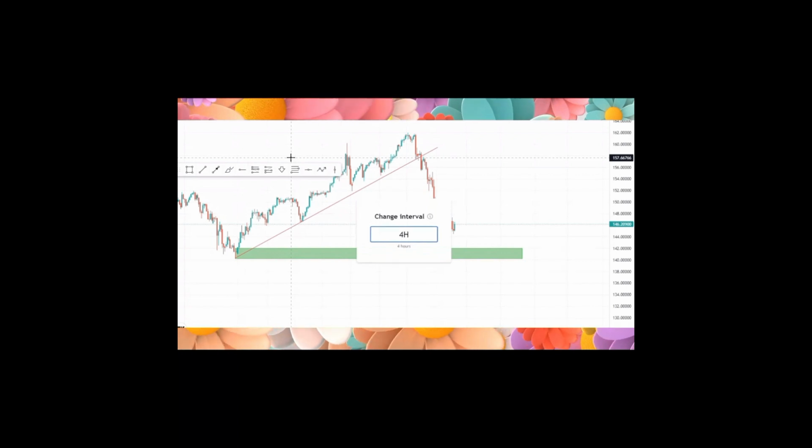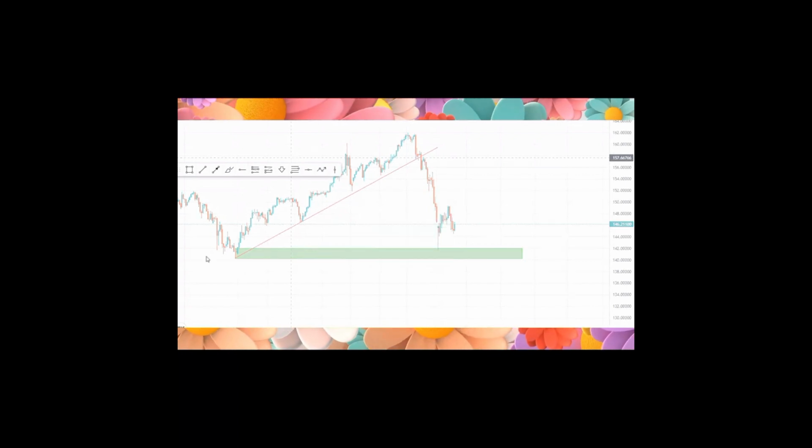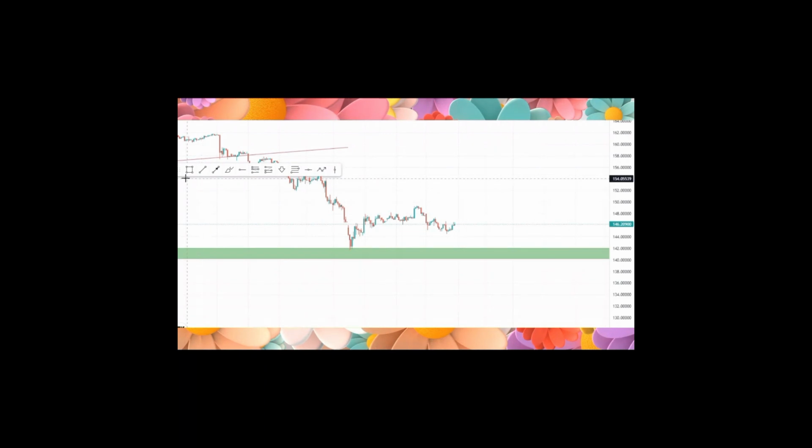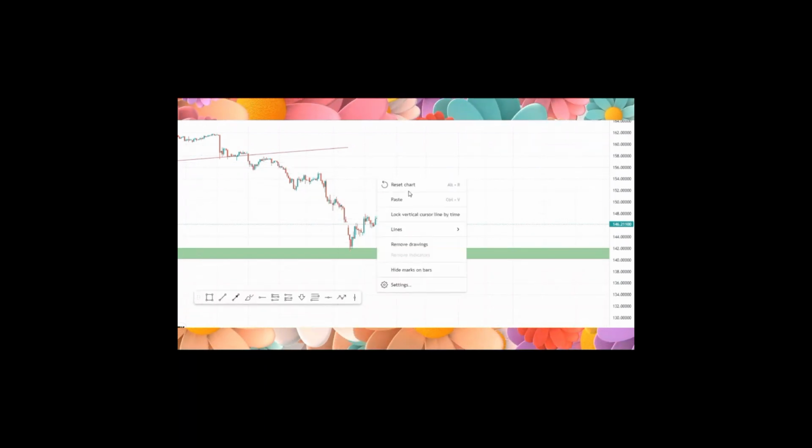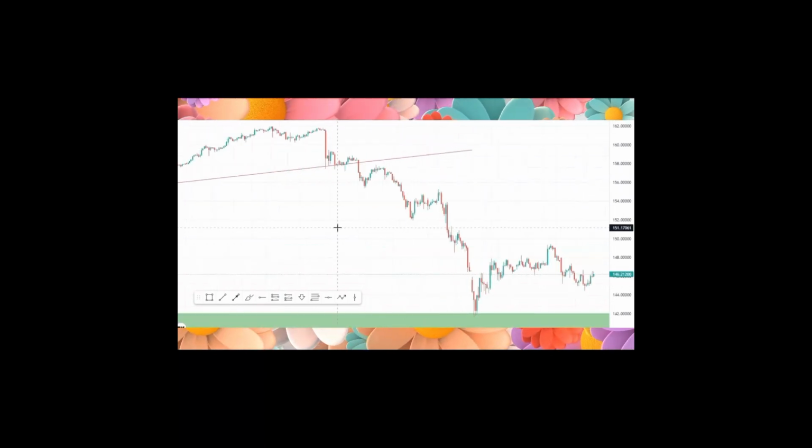Let's go to the 4 hours and see something. If you can do a little bit to find entries, that's our main purpose here. We want to look for possible entries.